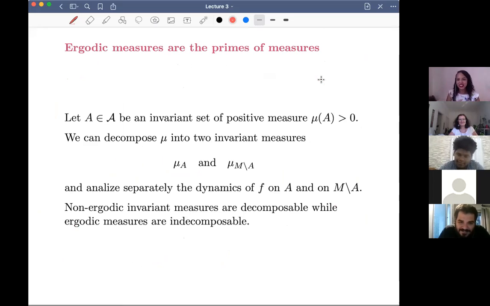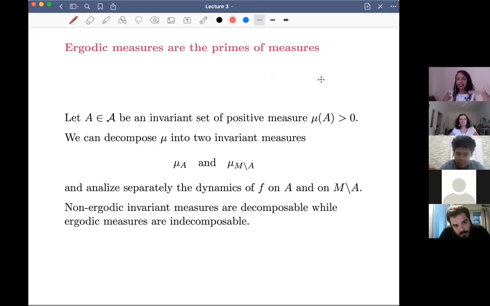It's good that I wrote that. So that's a very important property. The ergodic measures cannot be decomposed. In this sense, you can think about the primes. The primes are the numbers that cannot be divided by others, except for itself or 1. So the ergodic measures are the measures that cannot be decomposed into other invariant measures.